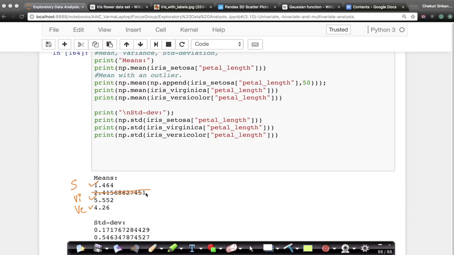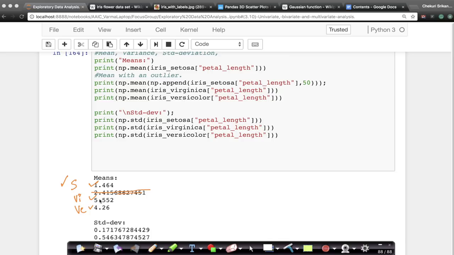Forget this number for a second. I'll come to what it is in a while. By just looking at these three numbers, I can tell you that setosa flowers tend to have a much smaller petal length as compared to virginica and versicolor. And virginica and versicolor have petal lengths, of course, versicolor petal lengths typically on average are smaller than virginica, but the difference is not as significant as with setosa. That's the first takeaway. But I have a question.